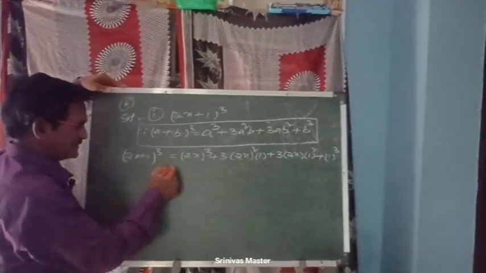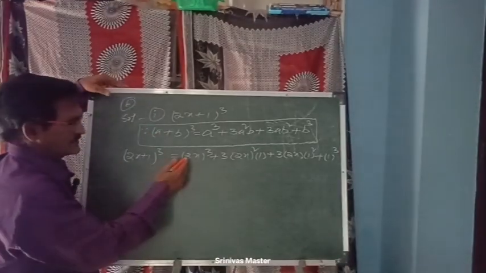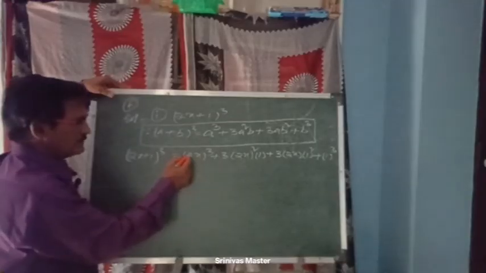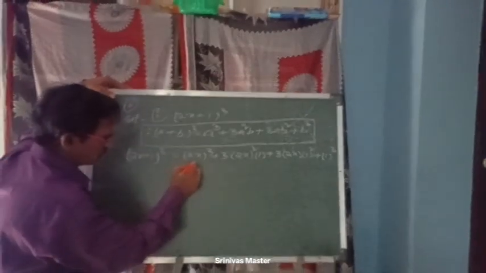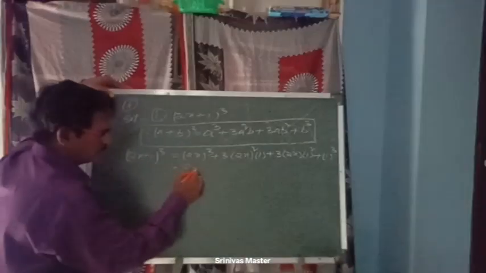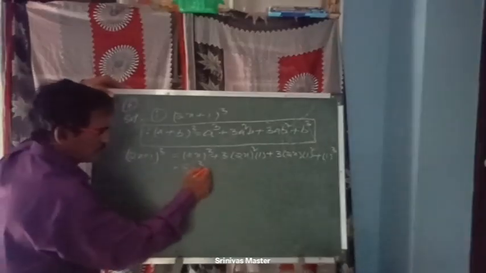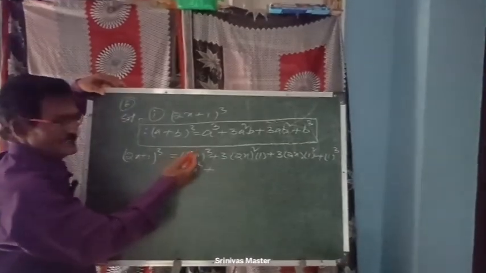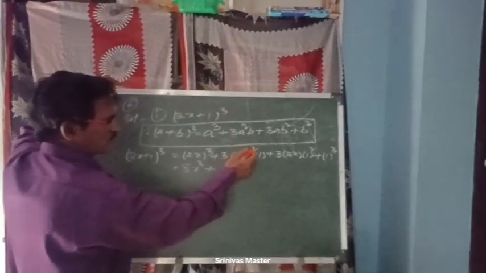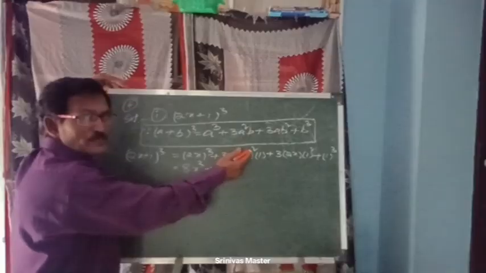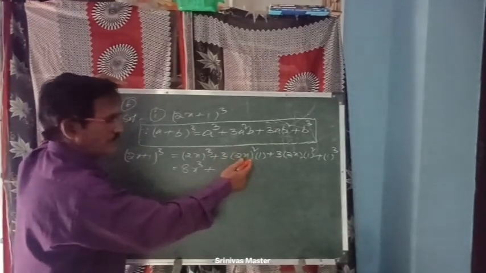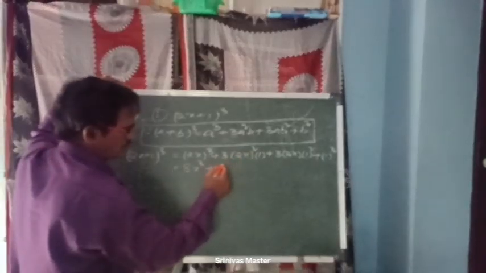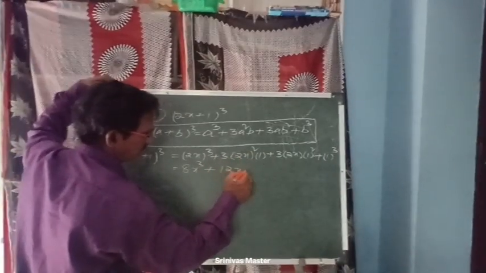Now we can open the bracket. You know the expansion of 2x whole cube. The cube belongs to both the numbers, that means 2 cube, 2 cube means 8, 8x cube. Plus 3 into 2x whole square. Same thing: 2x whole square means 2 square x square, 2 square means 4, 4x square. Right? 4 threes are 12, 12x square into 1, that means 12x square.